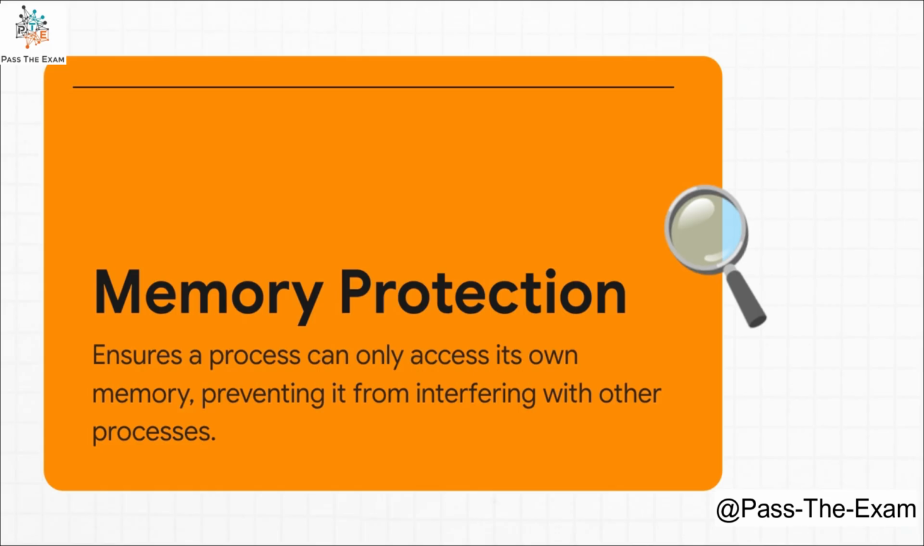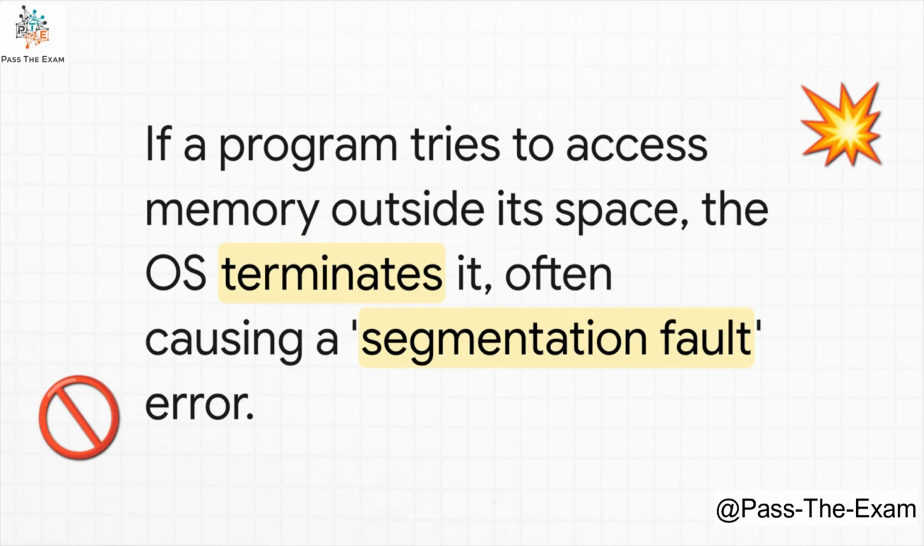You stay in your room. You can't mess with your neighbor's stuff. You can't even peek inside their room. And if you've ever seen this error, a segmentation fault, this is exactly what's happening. It means a program broke that rule. It tried to access memory outside of its own little room. The hardware immediately sounds the alarm. The OS steps in, shuts down the offending program, and throws up that infamous error. It's the computer's way of saying, nope, you're not allowed to go there.